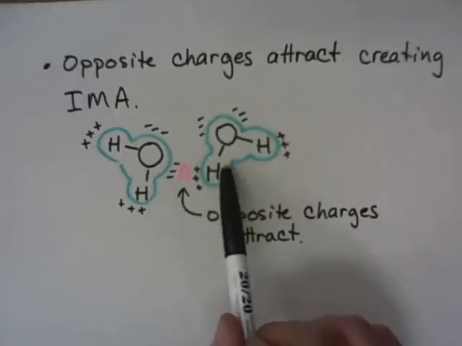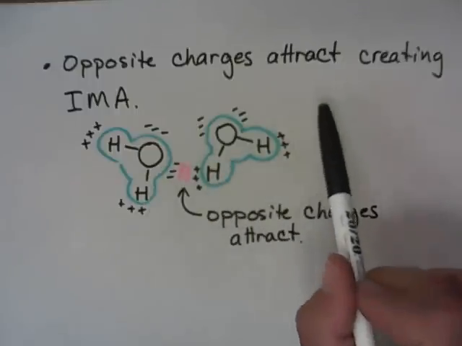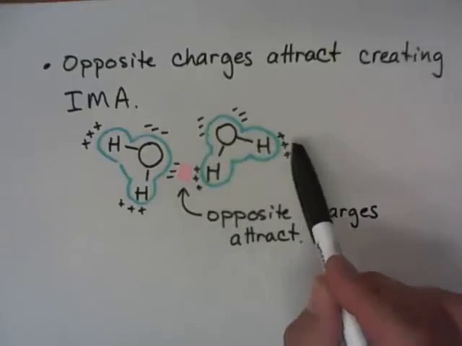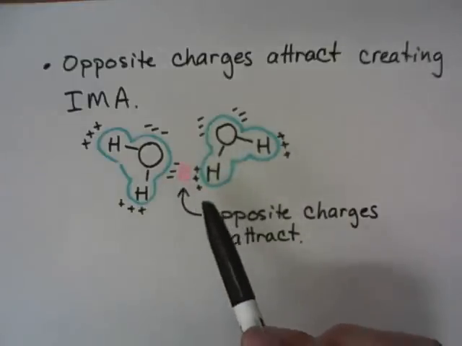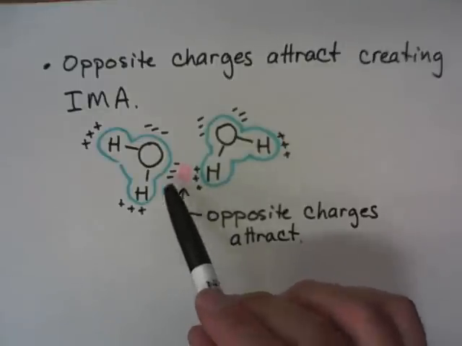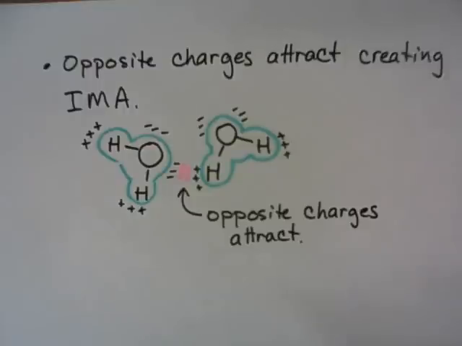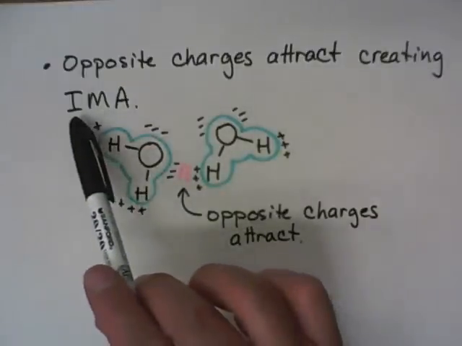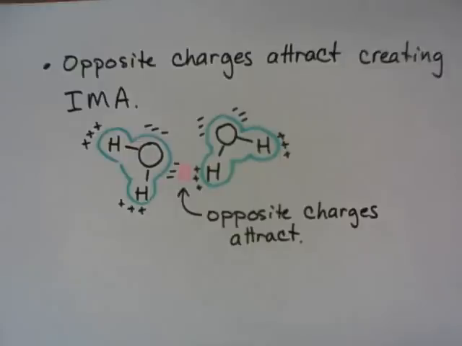And it's not just these two water molecules. Imagine that there are many, many water molecules all around, and they all have these little magnetic attractions. It's not actual magnetism, but they're like magnets that want to attract each other. Okay. Opposite charges attract, creating these intermolecular attractions. Yes, you have to copy this down, and you have to draw the picture. I'll pause the video if you need more time.